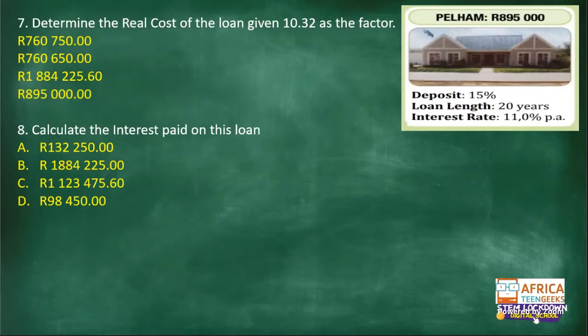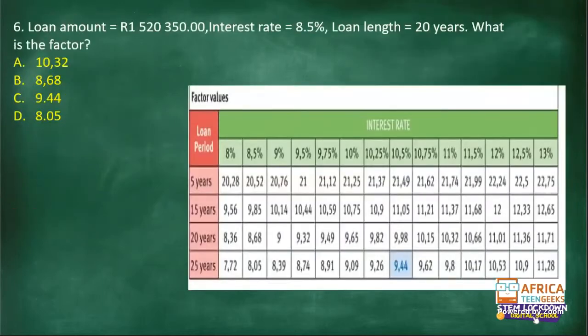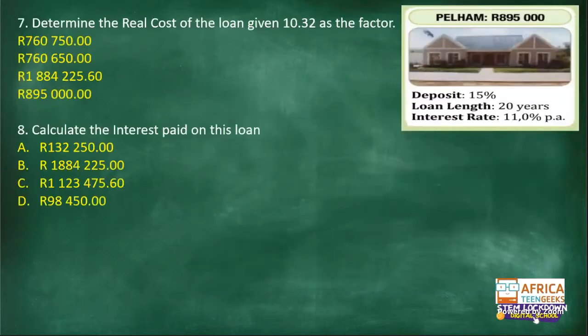And then we also need to calculate the interest which has been paid on this loan. How much interest has been paid on the loan? So in order to find the interest paid, obviously we have to subtract the 1,884,000 from the original amount of 1,520,000. And of course, you will see that you'll be left with 132,250 rands once you subtract that.